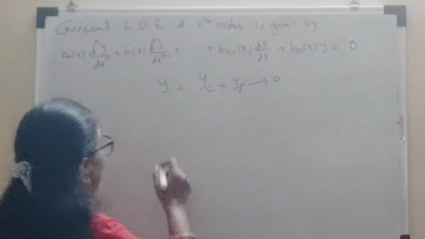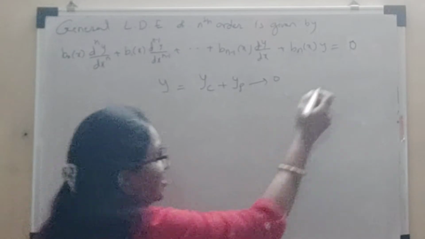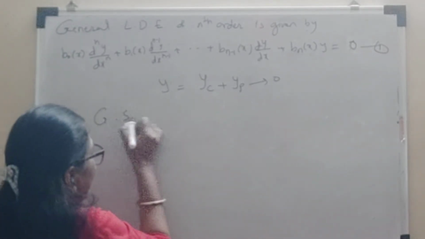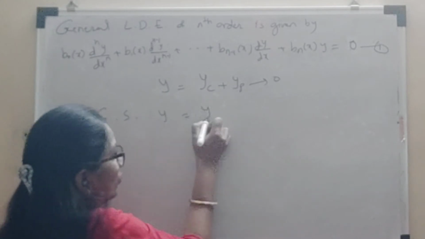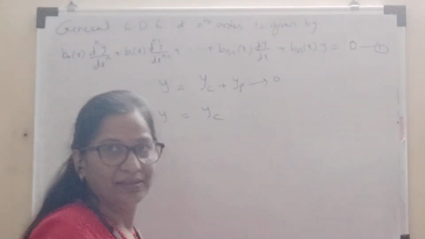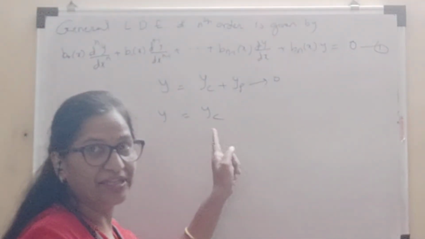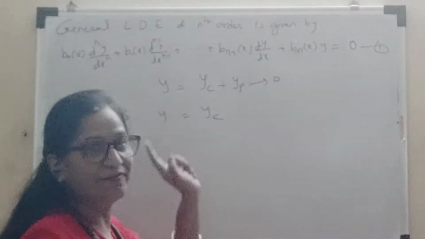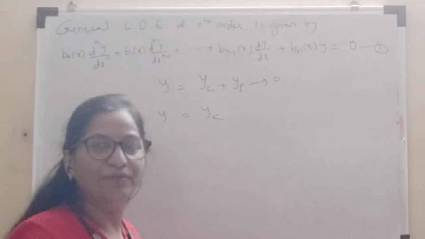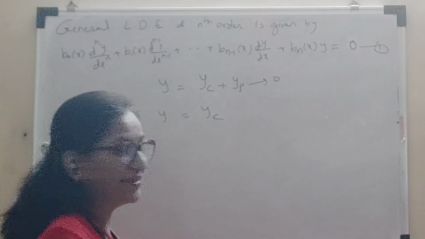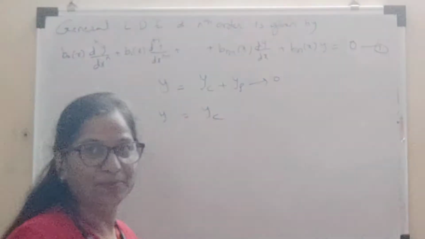So therefore, for the homogeneous differential equation, the general solution is y = YC. So for a homogeneous linear differential equation, y is always equal to YC. Now how to find YC? We'll take a simple example and then proceed.